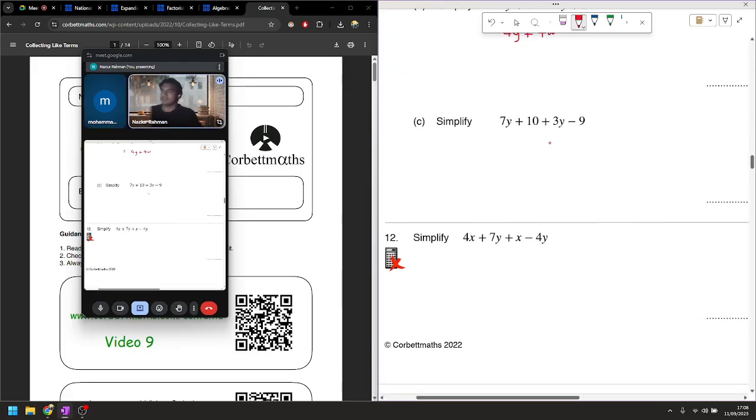Okay. So here again, the numbers represent their own terms, right? So this is 7 times y, this is 3 times y. This is just 10, this is just 9. Yeah. So you're going to add the y's together, and you're going to add the numbers together. So what do we get? 11y. So 7 plus 3, which is 10y. 10y.